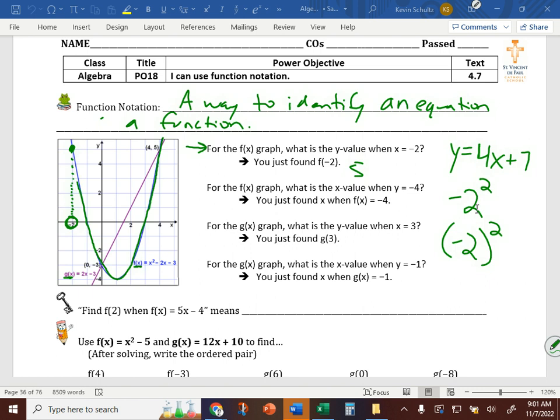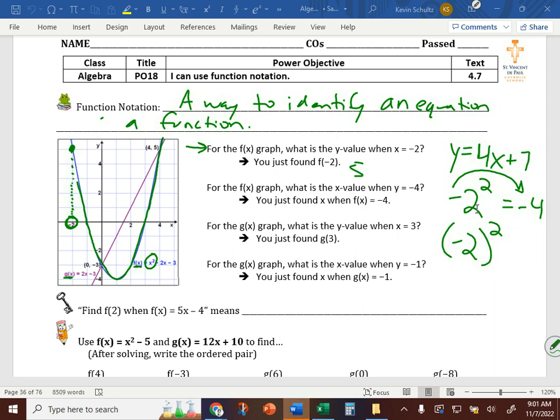Nope. What is the base of this exponent of 2? What is being squared without parentheses? Julian? The 2, right? The 2. This is going to equal 4, and this negative sign is going to jump over, and your final answer will be negative 4.